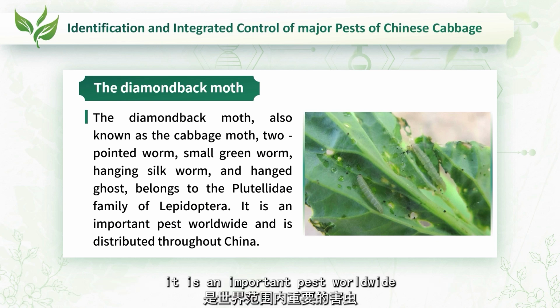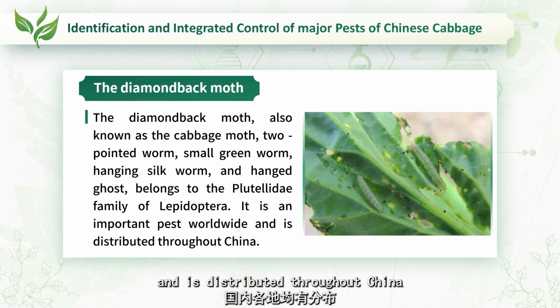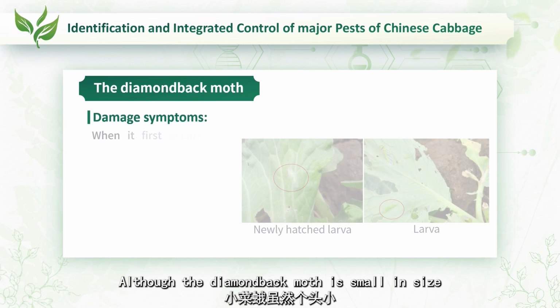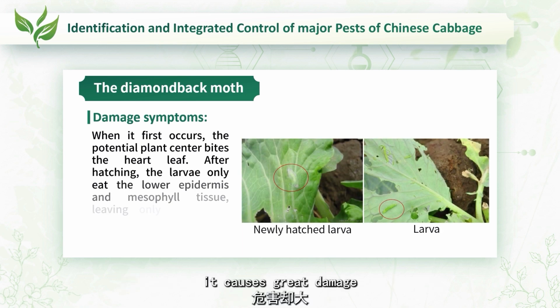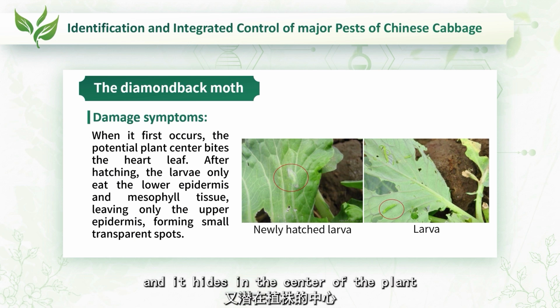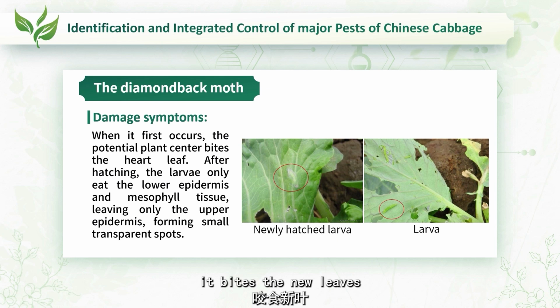It is an important pest worldwide and is distributed throughout China. Although the diamondback moth is small in size, it causes great damage when it first occurs. Because its body is tiny and it hides in the center of the plant, it bites the new leaves. If not noticed, it will cause serious consequences.